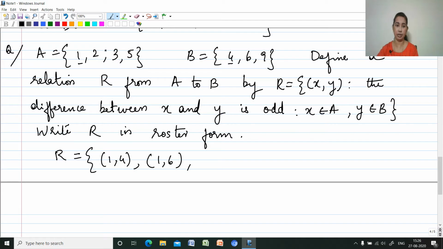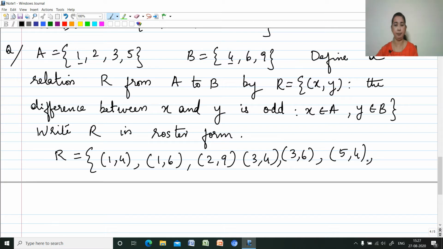Then (2, 4) is even. (2, 6) is also even. (2, 9) is odd. (3, 4) is again odd. Then (3, 6) is odd. Then (3, 9) is even. Then (5, 4) is odd. Then (5, 6) is odd. Then (5, 9) is even. So these all will be the elements coming in the relation.